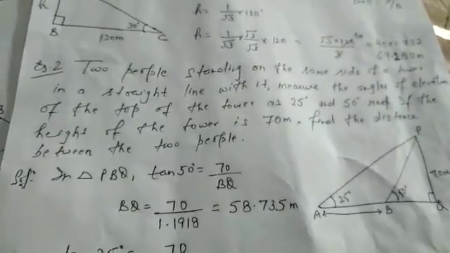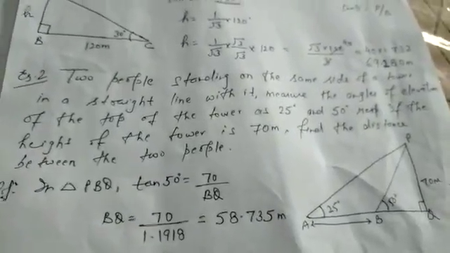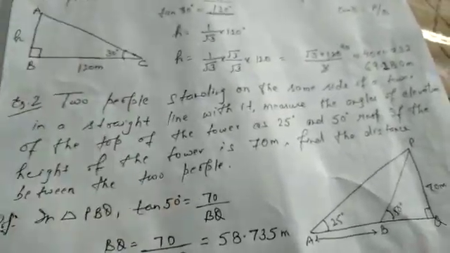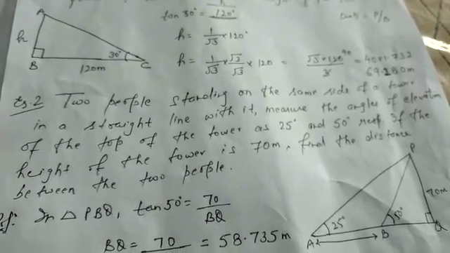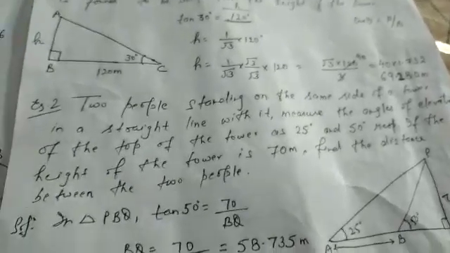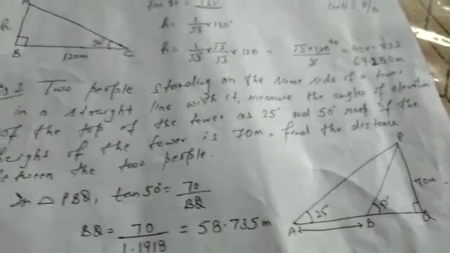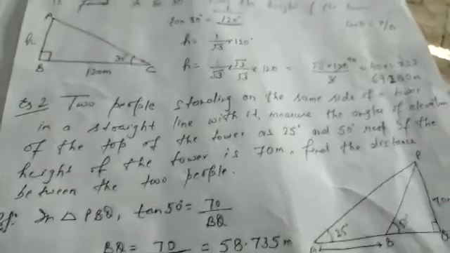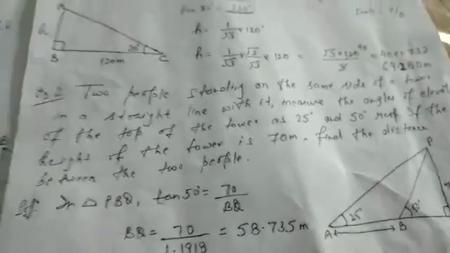Now move to the second example. Two people are standing on the same side of the tower, in a straight line with it, and measure the angle of elevation of the top of the tower as 25 and 50 degrees respectively. If the height of the tower is 70 meters, find the distance between the two people. So I have drawn the figure.